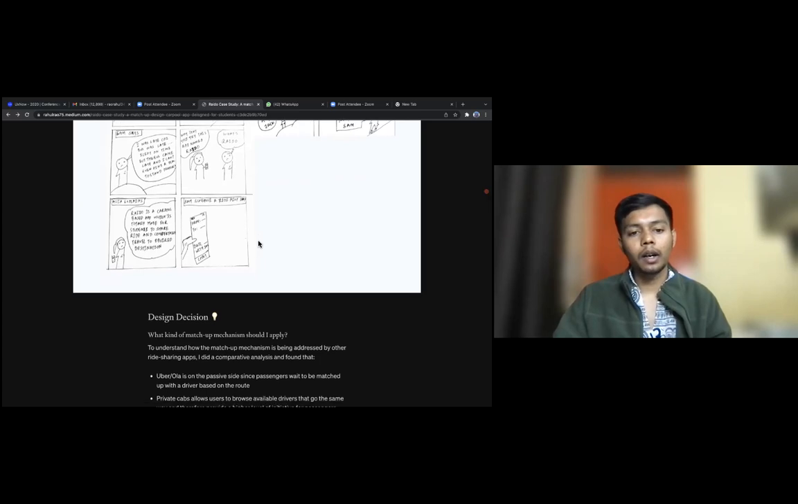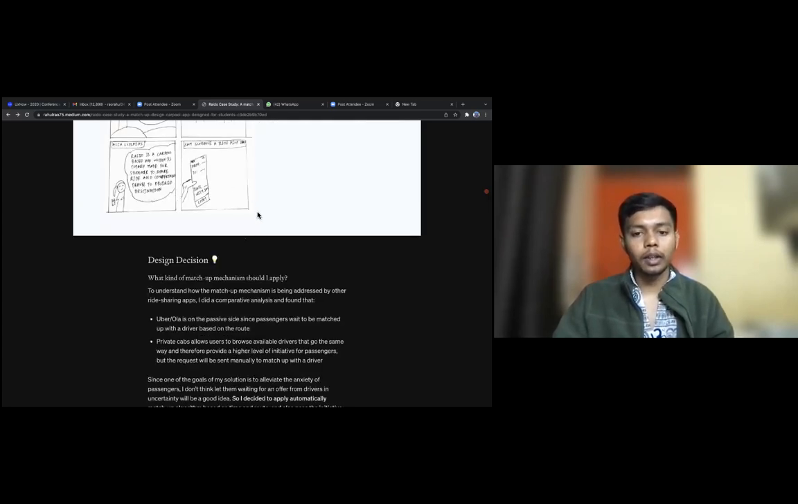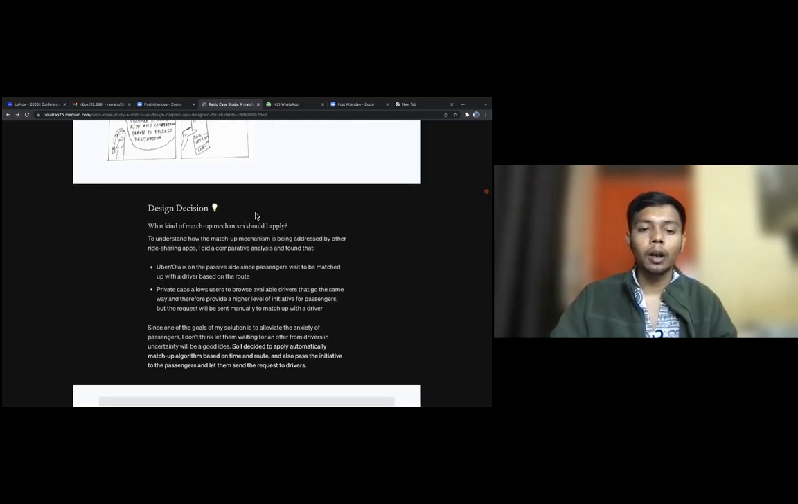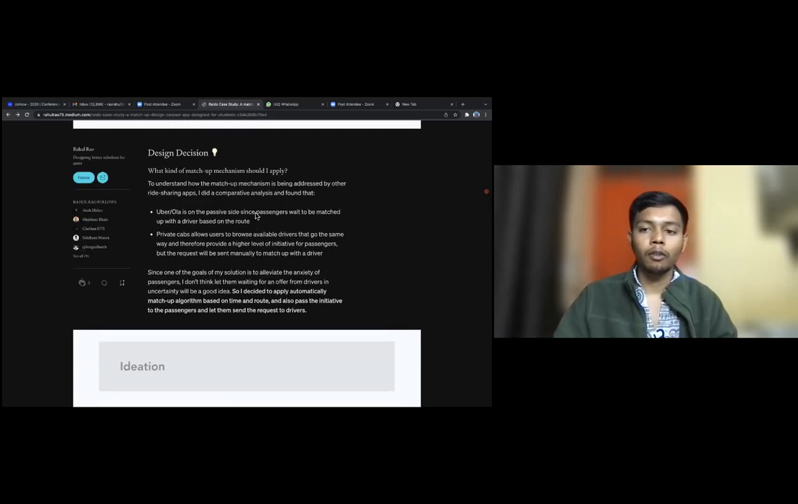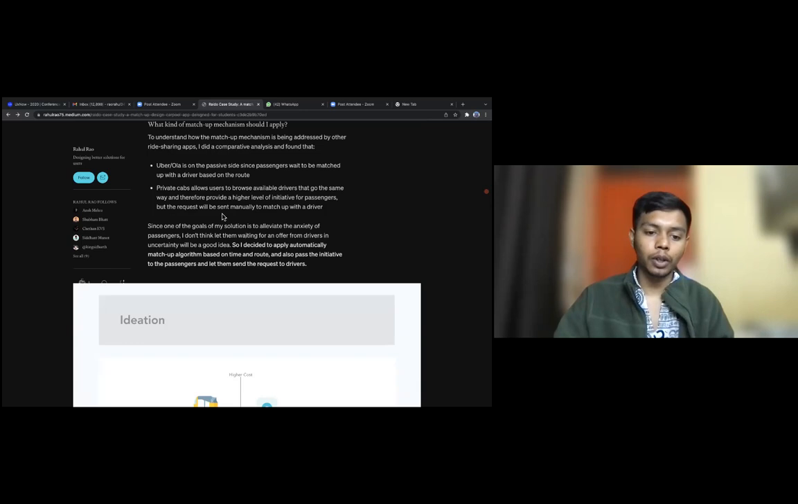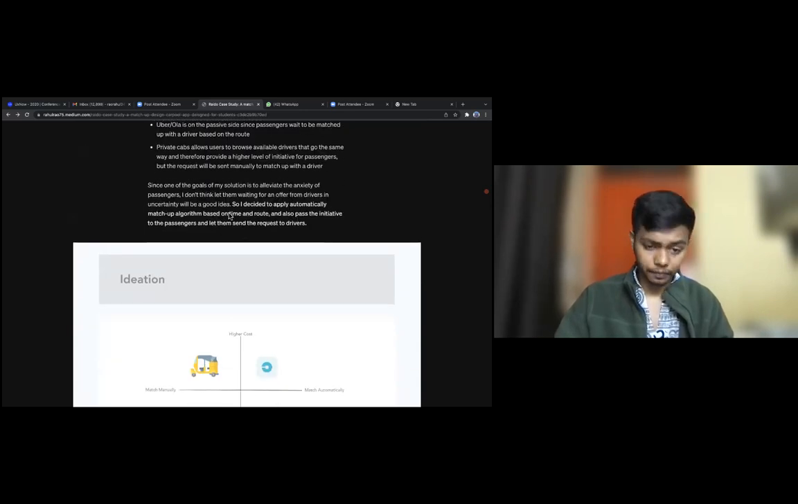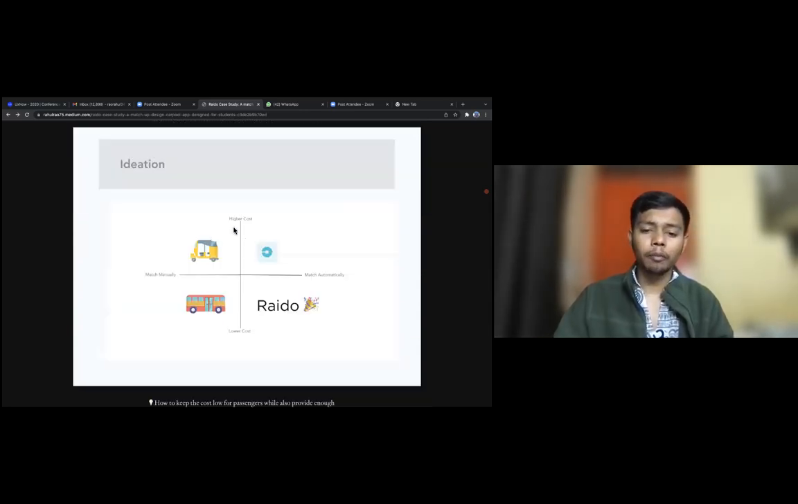Now let's talk about design decisions. There were some decisions I took with my assumptions, with my research, and with my intuitions, that I have implemented in my case study. These were a few points I have given here, and this was a comparative map which I have placed.